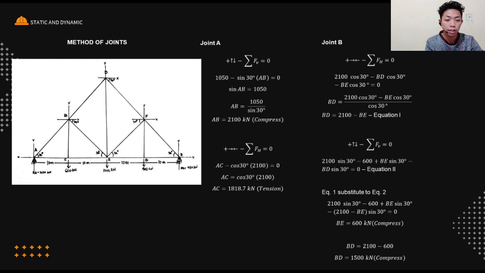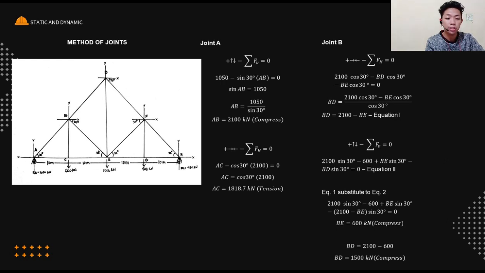So, we take the summation of forces vertical, where upward is positive and downward is negative. Summation of forces vertical equals 0. The 1,050 is upward, so it is positive. Then sin 30 degrees for AB, since it is downward. The angle of our trusses, by the way, is a perfect 30 degrees, so all of them are equal to the 30 degree angle.